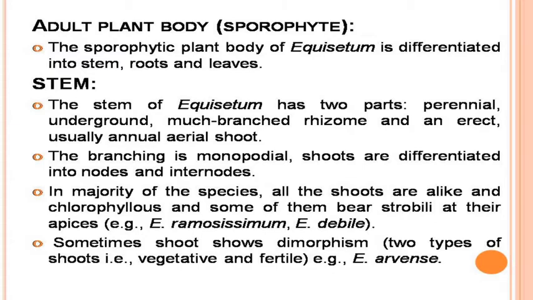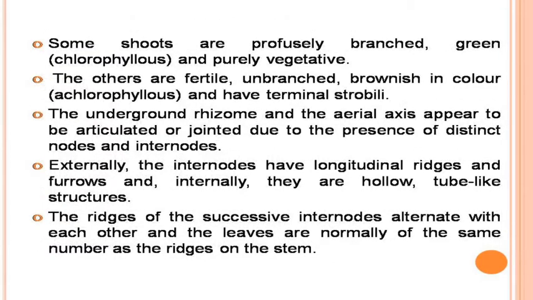Then the aerial shoot shows dimorphism, that is vegetative and fertile. Vegetative shoots are profusely branched, green in color and chlorophyllous. They help in photosynthesis, while the fertile shoots are unbranched, brownish in color and achlorophyllous.